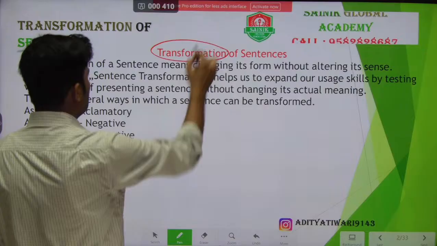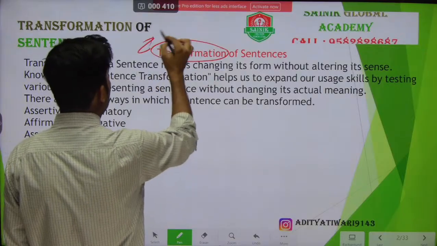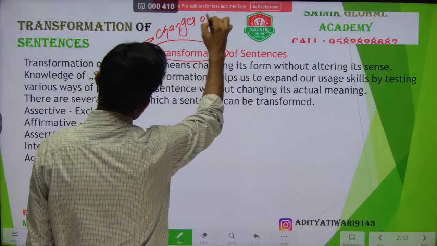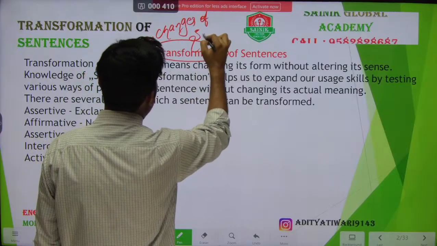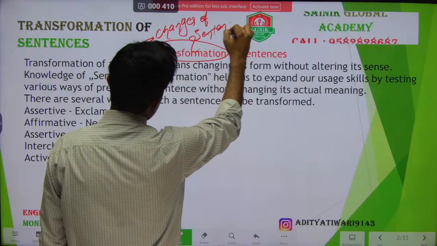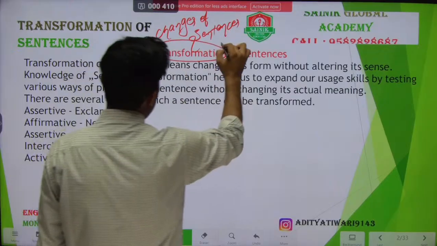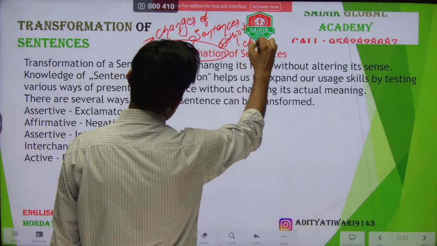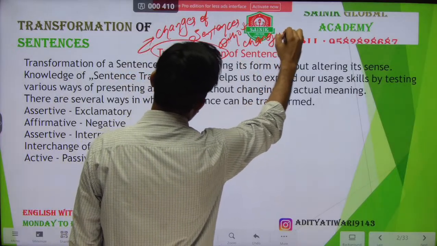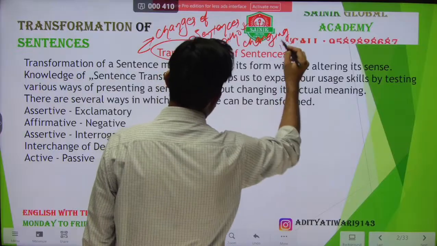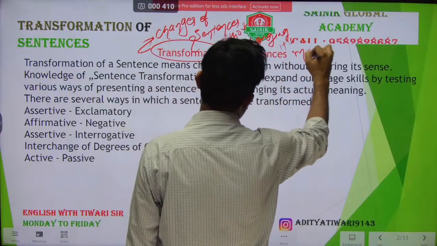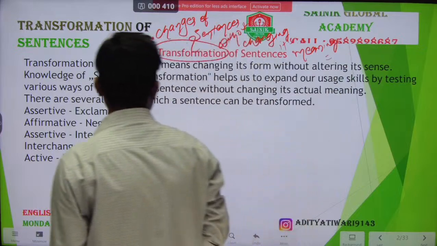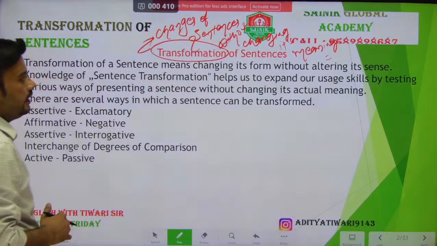See, transformation means, beta, changes of sentences without changing their meaning. Okay beta, what did you understand about transformation? Transformation means changes of sentences without changing their meaning.